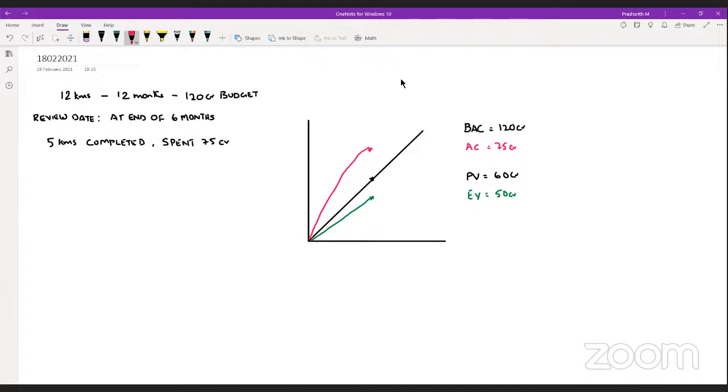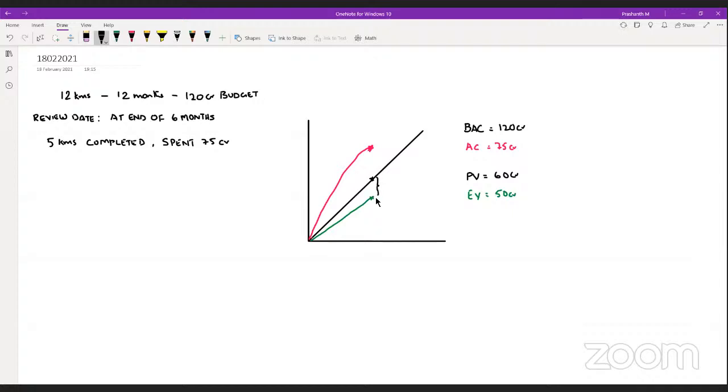So 75 crores has been spent. Okay. Now, in this situation, what is the inference that you can make out of the project? Kind of behind schedule. Obviously, we are behind schedule. How did you infer that you are behind schedule? Because the PV is more and the EV is less. So this is where ideally I'm supposed to be, but this is where I am.